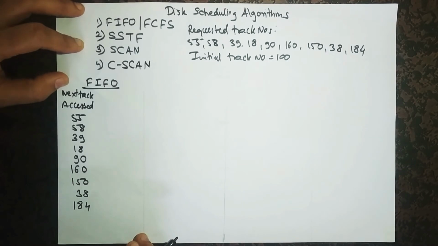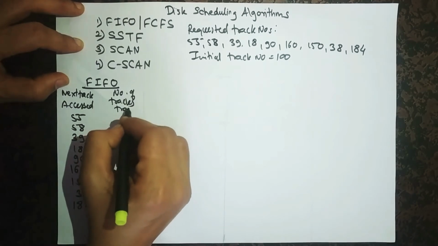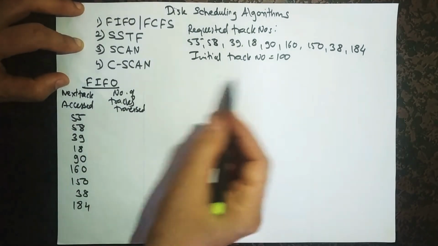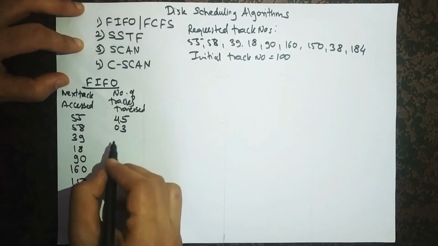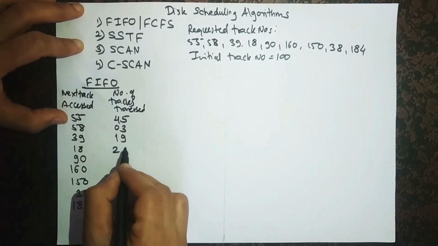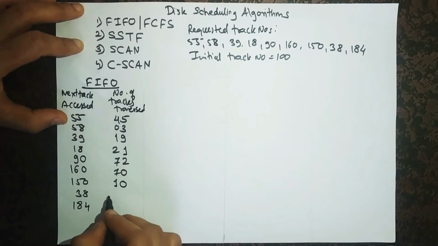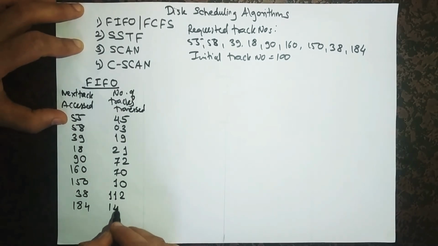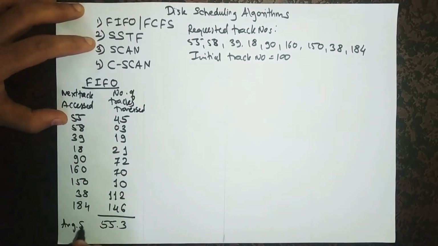Now to traverse all these tracks, we write the number of tracks traversed in between. From 100 we go to 55 initially, so that is 45 tracks traversed. 55 to 58, 3 tracks. Then 58 to 39, 19 tracks. And then we have 21, 72, then 70, then 10, then 112 and 146. So we can find the average number of tracks traversed in this example, which is equal to 55.3. This average number of tracks traversed is called the average seek length.